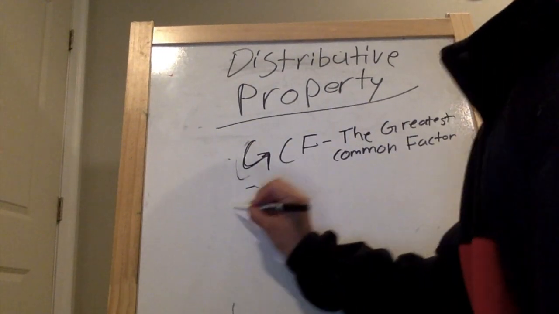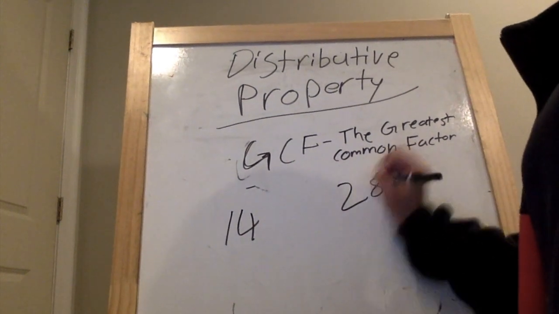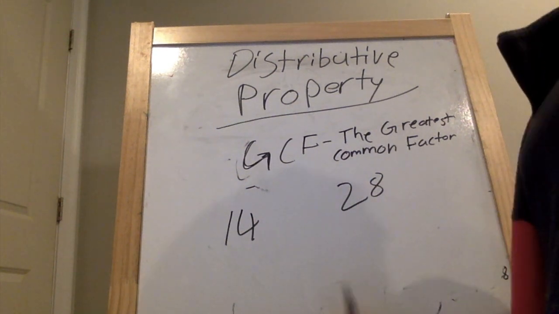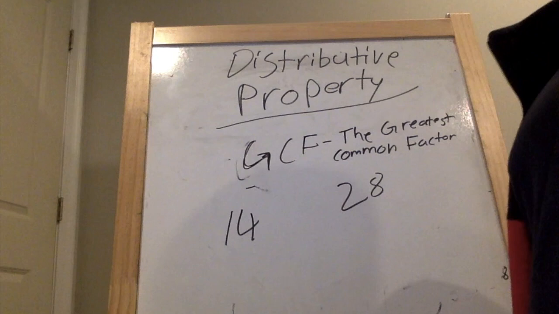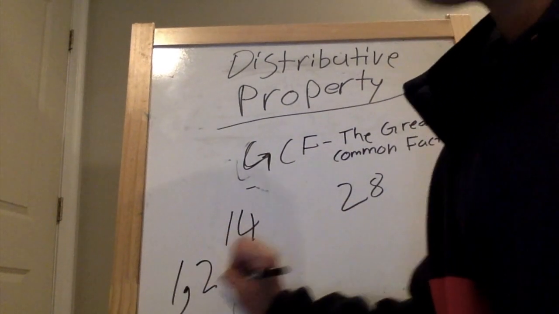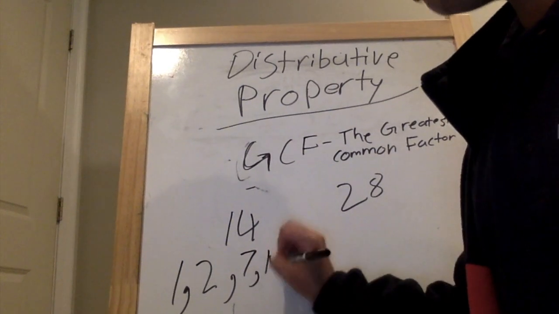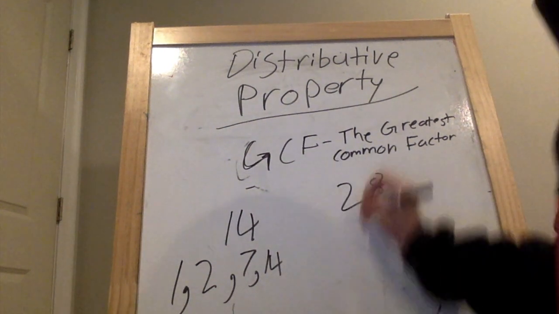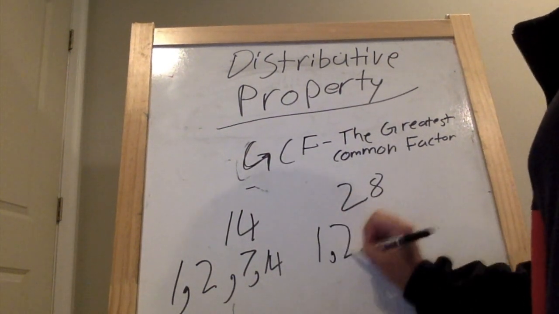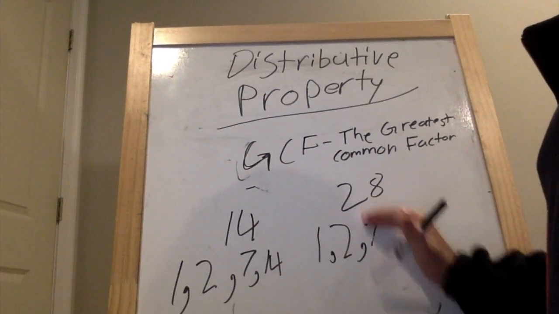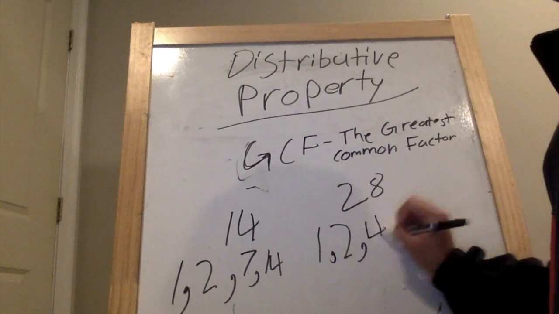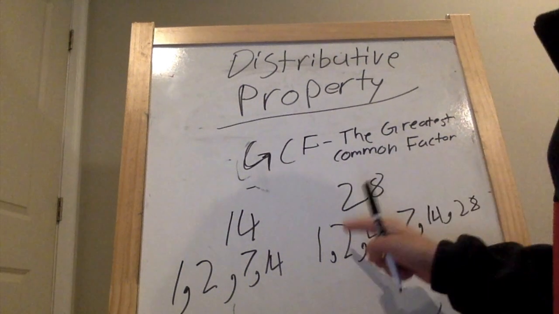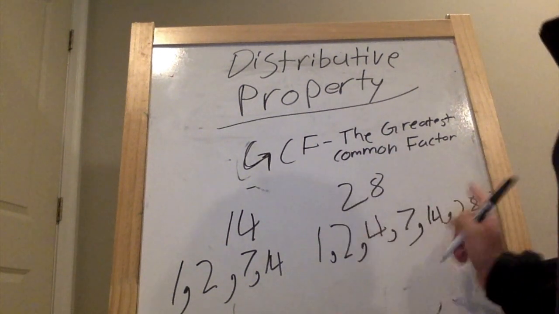So let's take the numbers 14 and 28. What are factors? What are numbers that divide 14 and 28? If you want to pause and try this yourself, go right ahead. The factors of 14 are 1, 2, 7, 14. 1 times 14 equals 14, and 2 times 7 equals 14. For 28, it's 1, 2, 4, 7, 14, 28. 2 times 14, 4 times 7, 1 times 28.